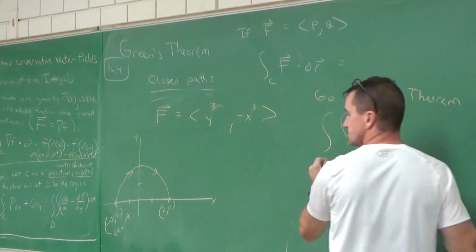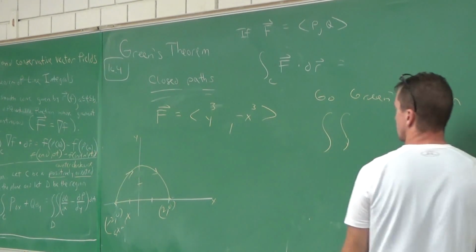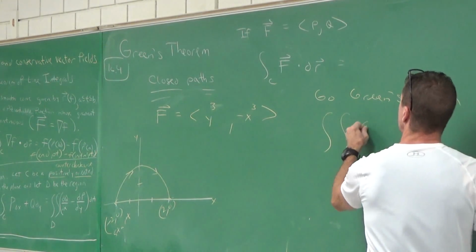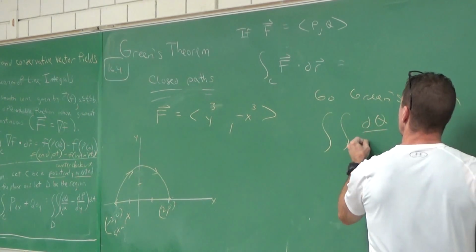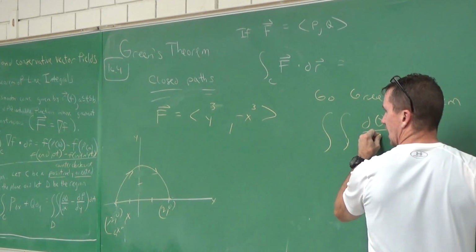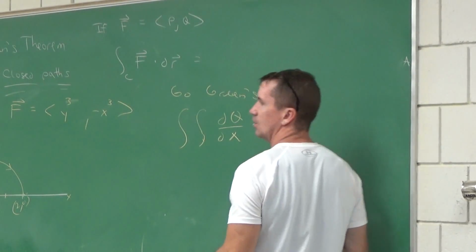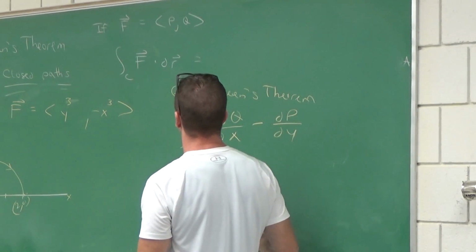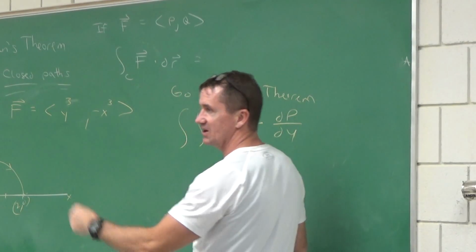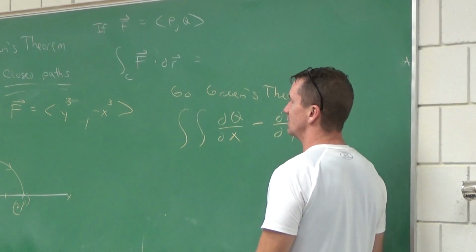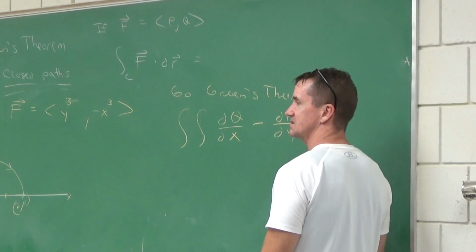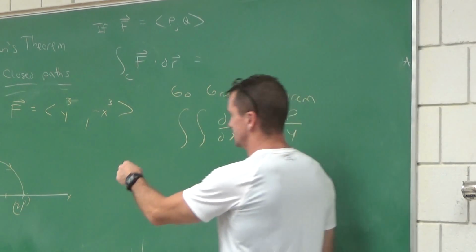I'll go like this. And what is it? dQ/dx minus dP/dy. Where's the P and the Q? Yeah, you're right. You are good. He says, be careful. Is this clockwise or counterclockwise? It's clockwise. This was clockwise.